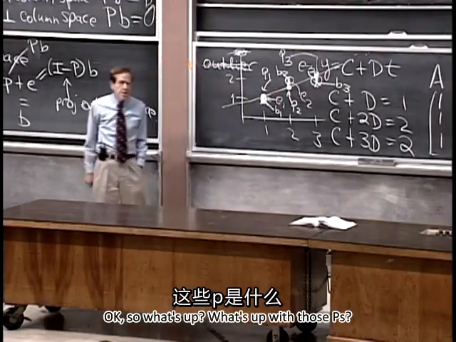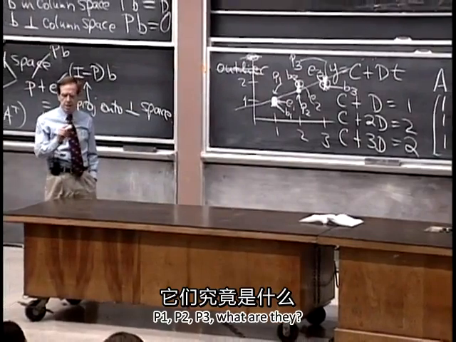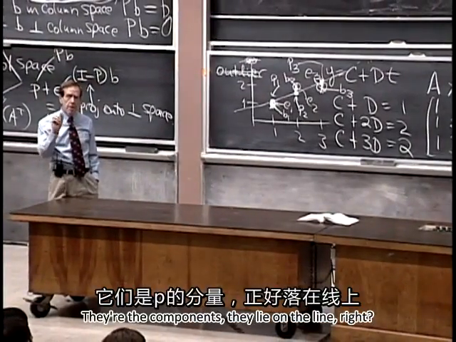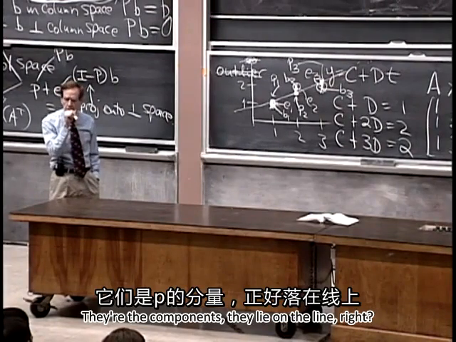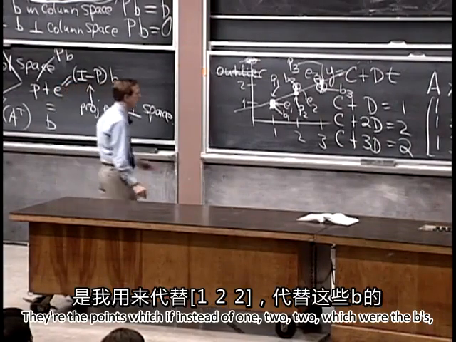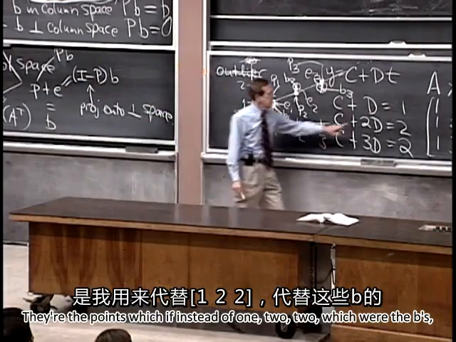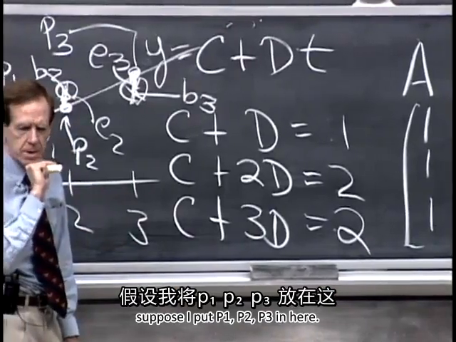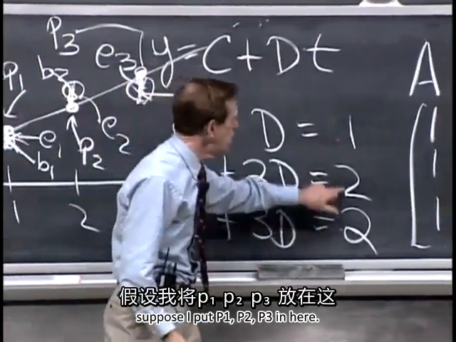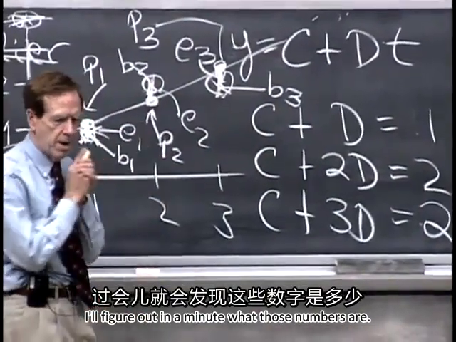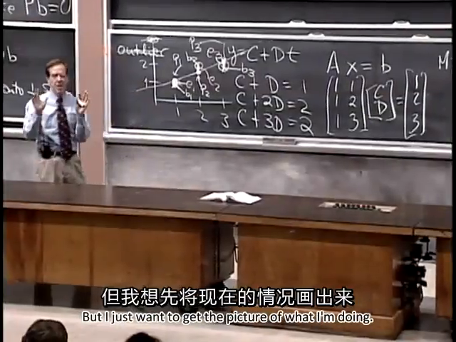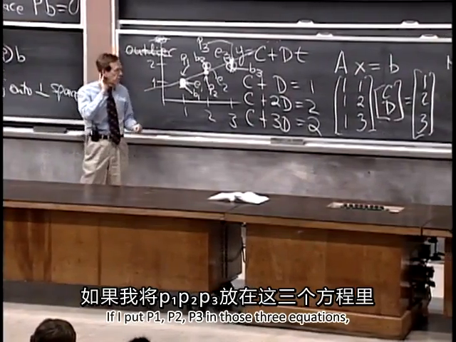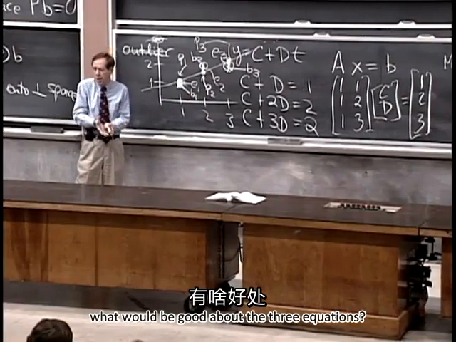Okay, so what's up with those P's? P1, P2, P3, what are they? They're the components. They lie on the line, right? They're the points which, if instead of 1, 2, 2, which were the B's, suppose I put P1, P2, P3 in here. I'll figure out in a minute what those numbers are. But I just want to get the picture of what I'm doing. If I put P1, P2, P3 in those three equations, what would be good about the three equations?